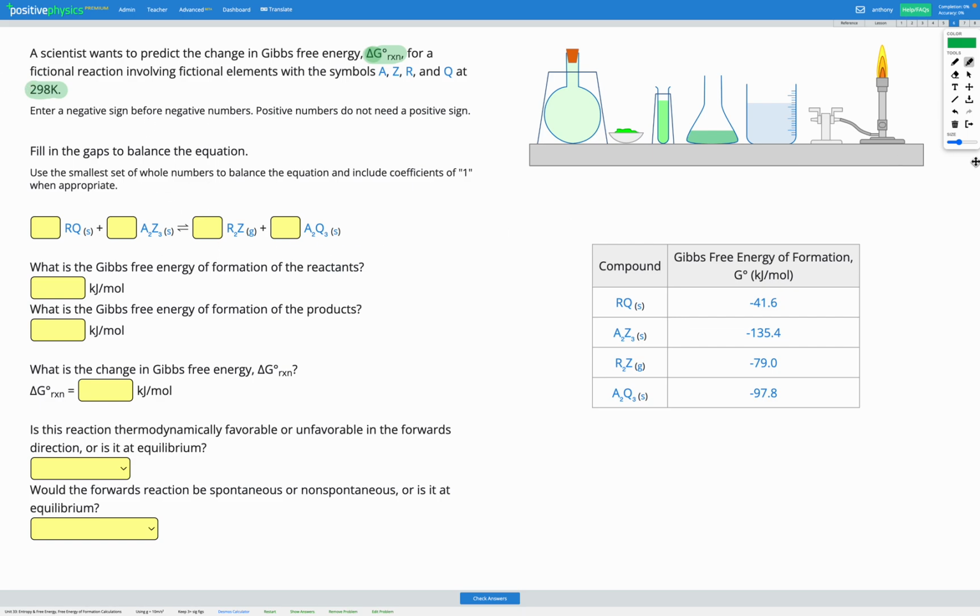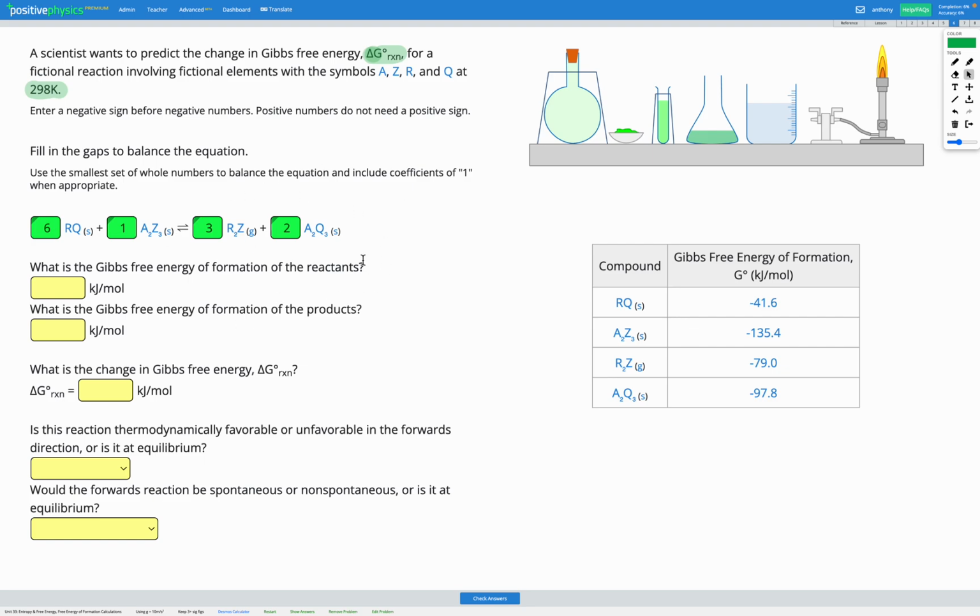I'm not going to show how to do that here. I'm going to assume you're already confident with balancing equations. If you need more practice, go back to the balancing equations unit. So to balance this equation, I need 6 of this, 1 of this, 3 of this, and 2 of this.